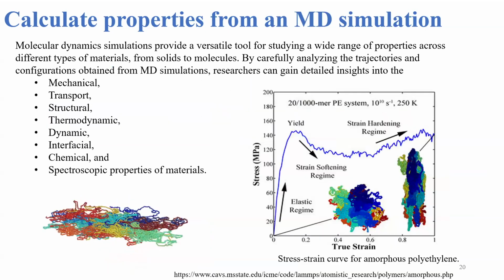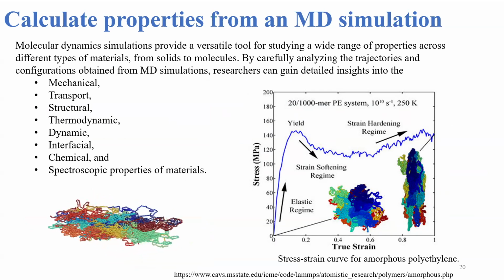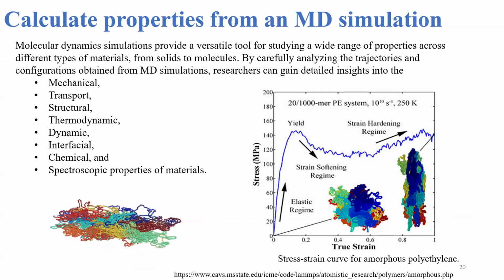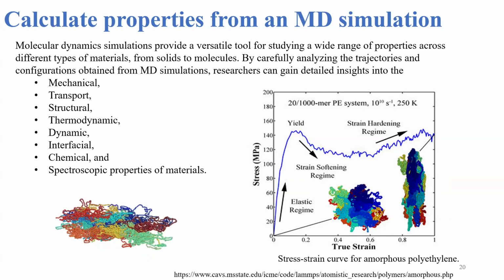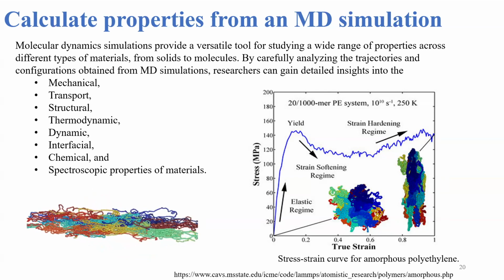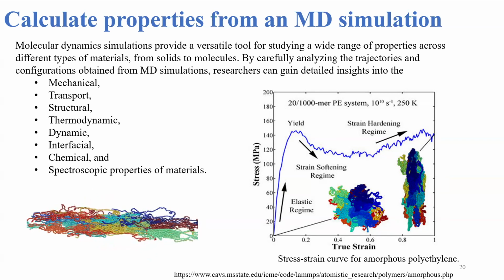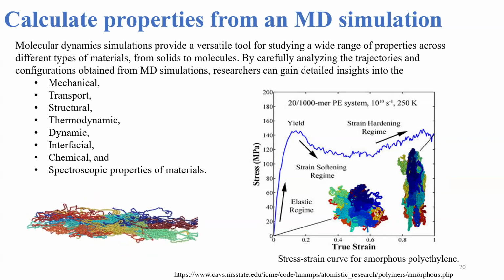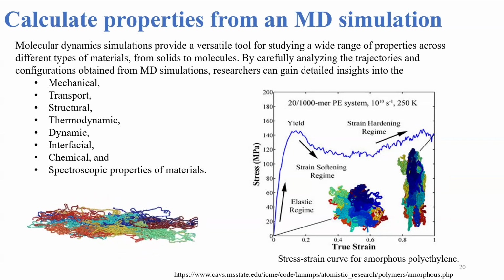So these MD simulations can be used to predict or calculate properties. These properties could be mechanical properties, transport properties, stress strain curve, and so on, that we also discussed in the DFT module, thermodynamic and interface properties, and so on. In this particular example, we have polyethylene, and we're trying to simulate the stress strain curve of amorphous polyethylene. That can be useful for mechanical engineering applications.